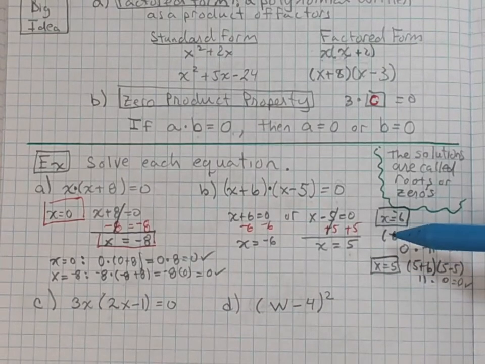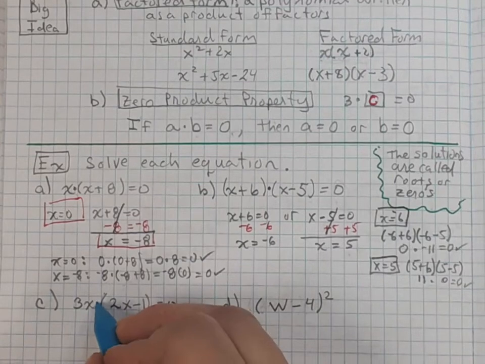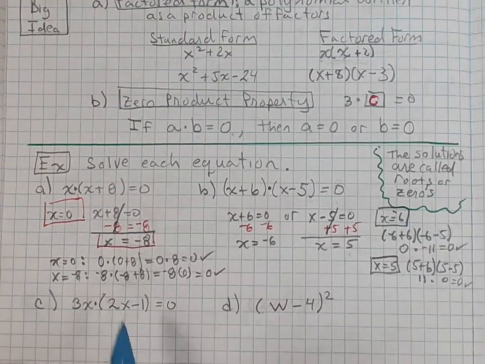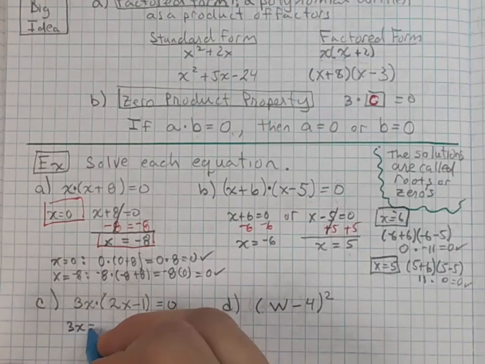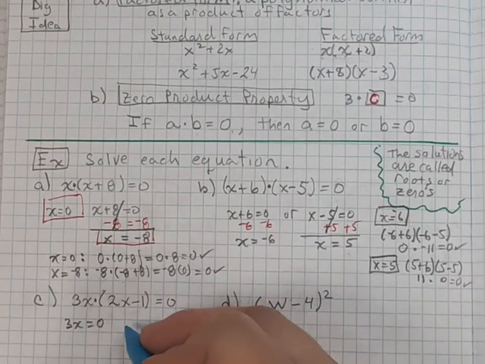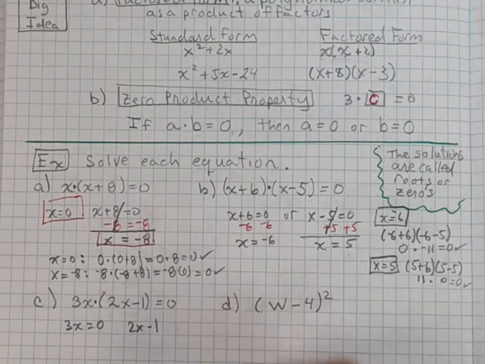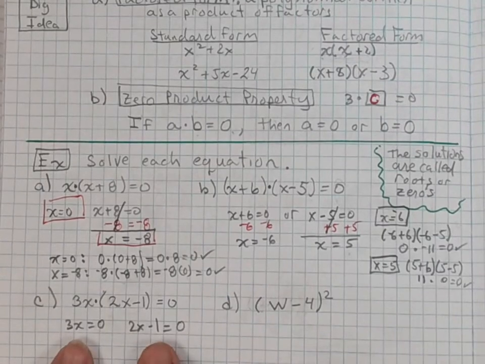But they're all referring to the same thing. All right, so let's just practice solving a little bit. Okay, this is factored form. And so we have 3x as our first factor, so that could be equal to 0. And the second factor is the quantity 2x minus 1, and we set that equal to 0. And then we solve each one separately.